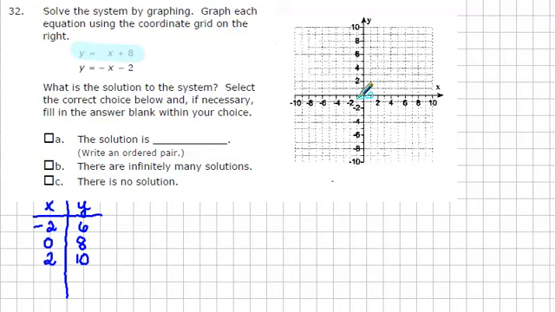So on our graph, we'll first of all plot the point -2, +6, then the point 0, 8, and then the point 2, 10. And then we draw the line that passes through those 3 points.